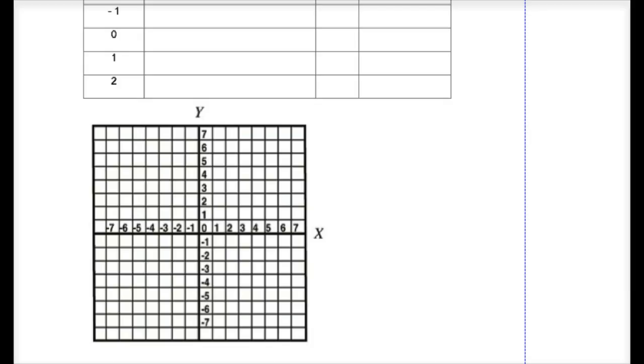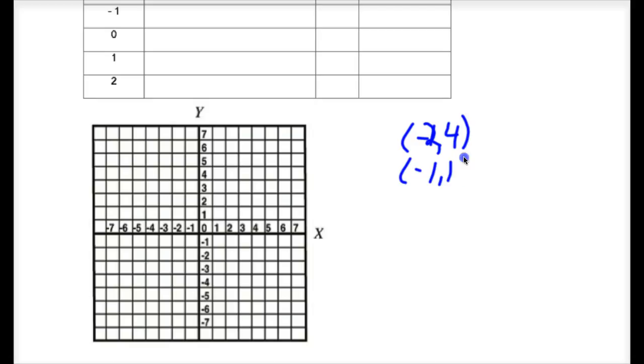We're going to graph, what were those points? It was -2, 4, -1, 1, 0, 0, 1, 1, 2, 4. Okay, that's just that last table. Okay, let's graph those points.